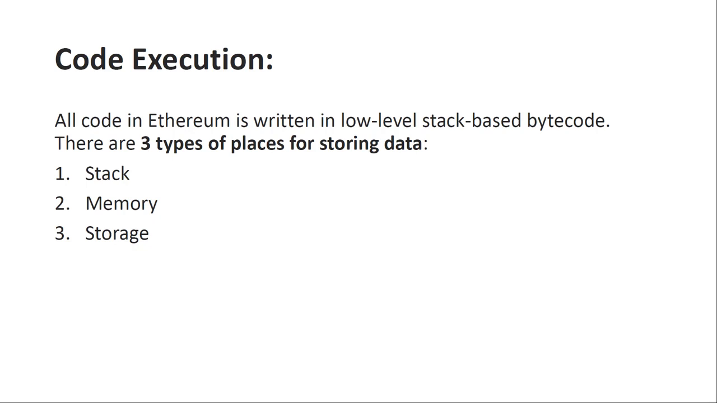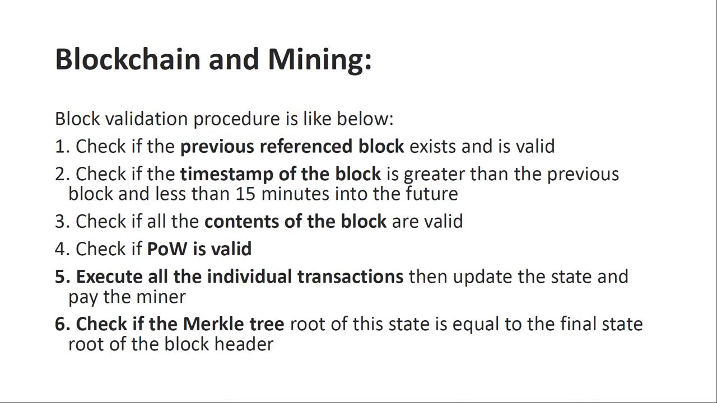And let's talk about code execution. All code in Ethereum is written in low-level stack-based bytecode. And there are 3 types of places where we can actually store data. First of all, we have stack, memory, and storage. Stack means a last in, first out container. Memory means an infinitely expandable array. And storage can be considered long-term storage or key-value storage, and this is kept on the blockchain.